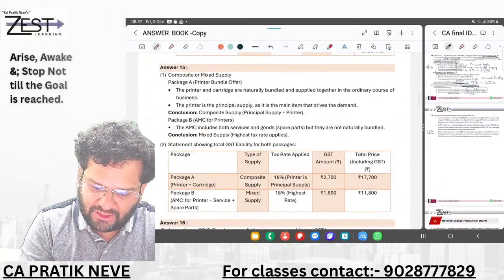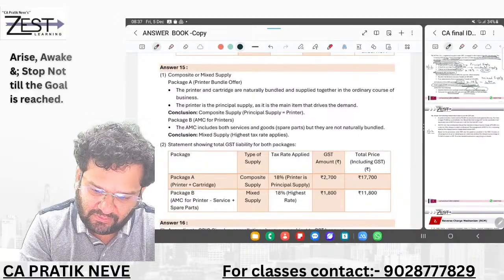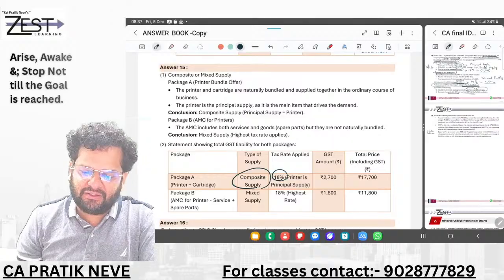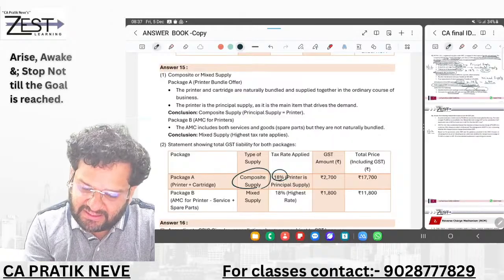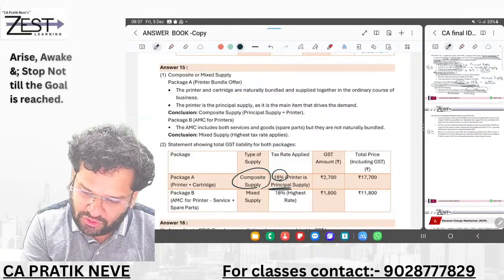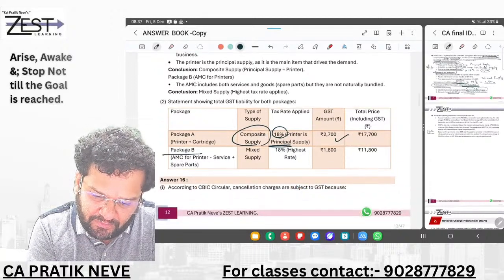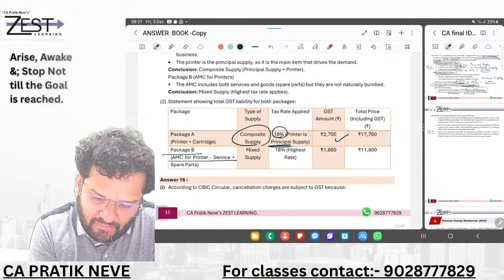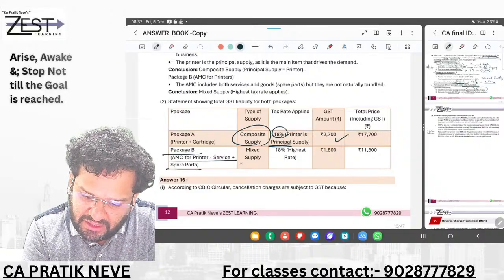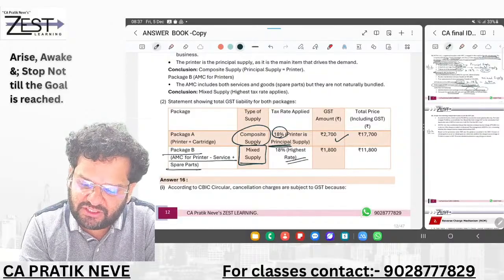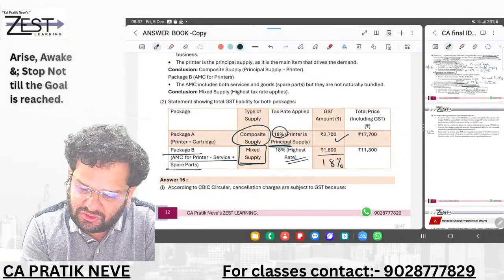See, as we discussed, first is composite supply, 18% because it will be treated as supply of principal supply. So GST 2,700. And in package B, AMC for printer plus spare parts, mixed supply. It will be treated as supply which attracts highest rate of GST. So 18%, so 1,800.